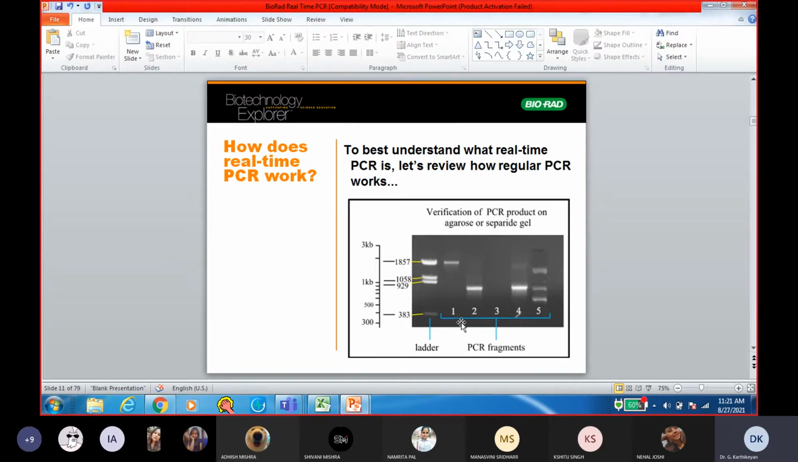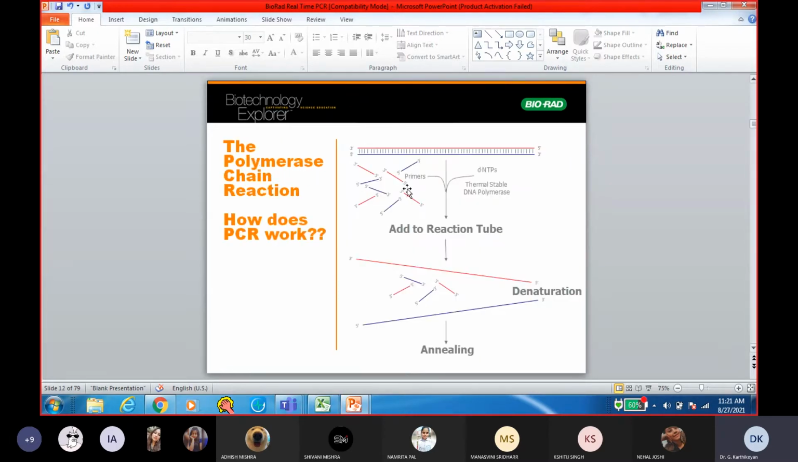Nevertheless, as I said, this is an endpoint PCR. You have to wait for your 2 hours or 2.5 hours, maybe 3 hours, to know the result of your PCR reaction. And if it has failed, you will have to redo the thing all over again, right? So instead, you know, how does it work?